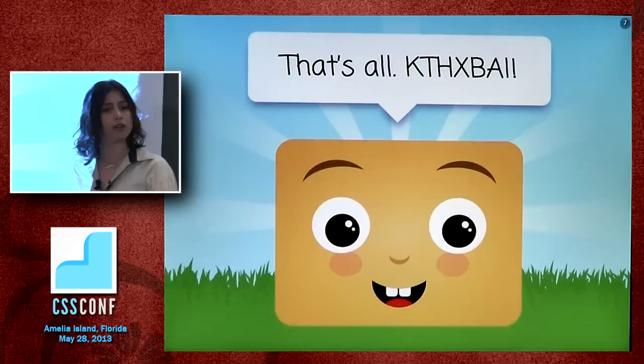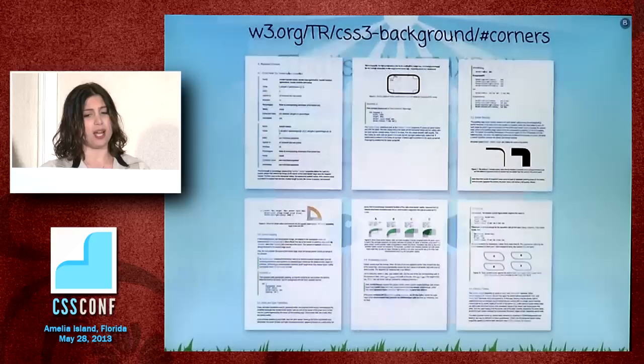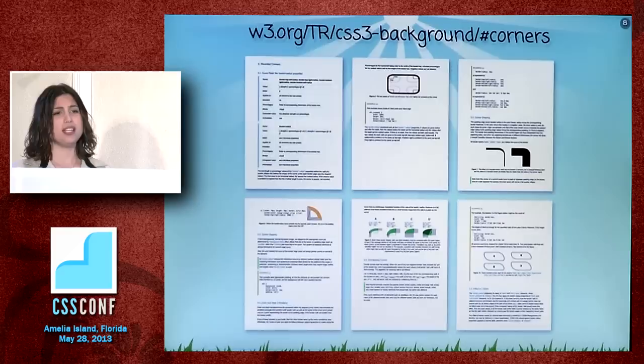Wait a second. I think I had more things to say. Because if that's all border radius is about, why does it need 6 pages of the specification to describe it? It seems pretty simple, right?